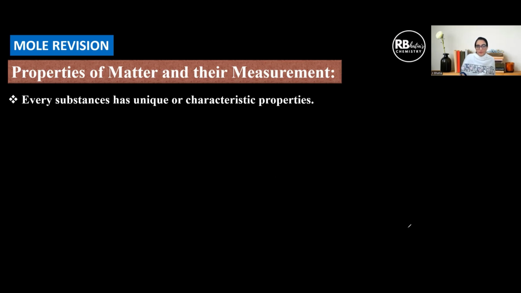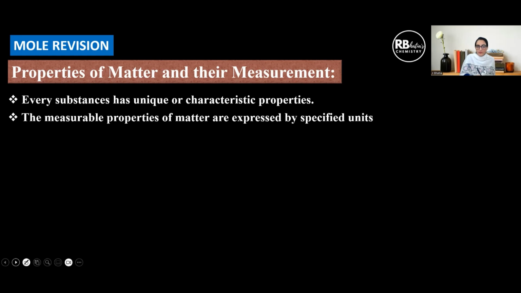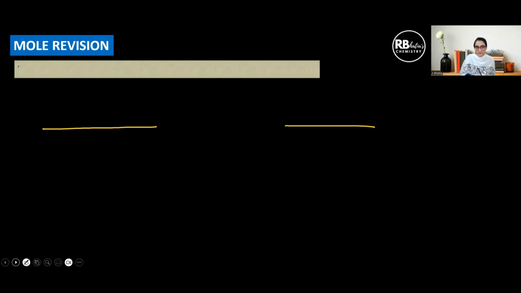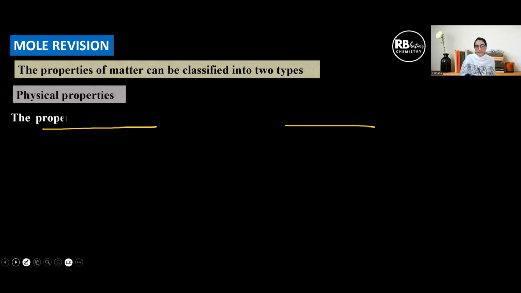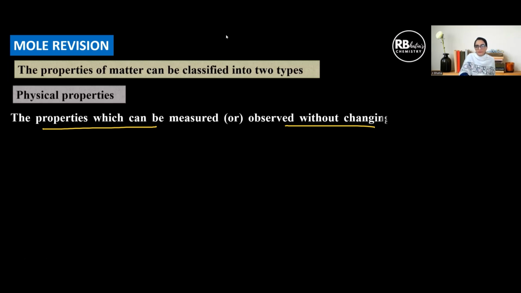So next we come to properties of matter and their measurement. Every substance has unique or characteristic properties. The measurable properties are expressed in the form of some units. Please remember, the measurable properties are expressed by specific quantities called units. Now, properties can be classified as physical or chemical properties.